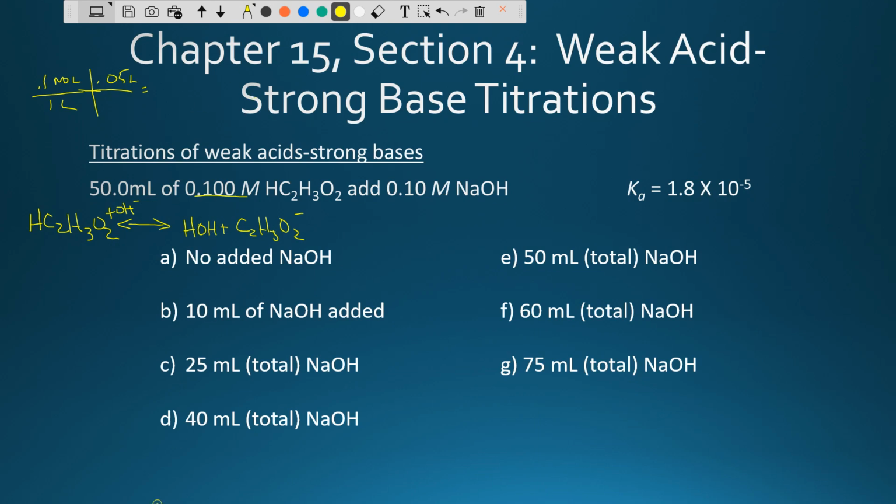Okay, so now we've got everything set and ready to go, but keep in mind, I have 10 milliliters of sodium hydroxide. Well, let's figure out how many moles that is. Okay, so I have 0.10 moles of sodium hydroxide for every 1 liter, but I only have 10 milliliters, which is 0.01 liters. And so I end up with a starting value of hydroxides as 0.001.